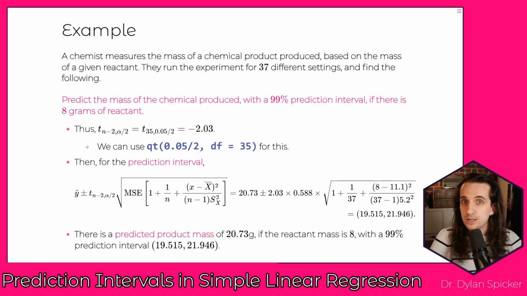And so this is, again, an observation that we have not yet made. If we're making an observation in the future where we give the reactants 8 grams of mass, then we're predicting that there's going to be products of 20.73 grams of mass. Okay, and so ultimately, we are thinking about observing something in the future, and we're trying to predict what that value is going to be based on our observations of the past.